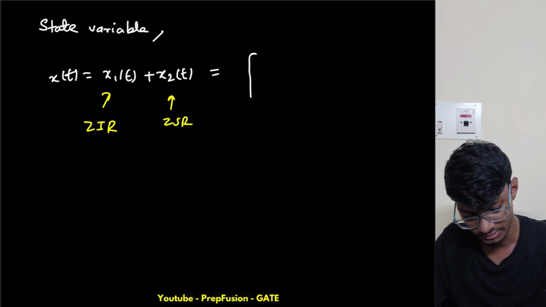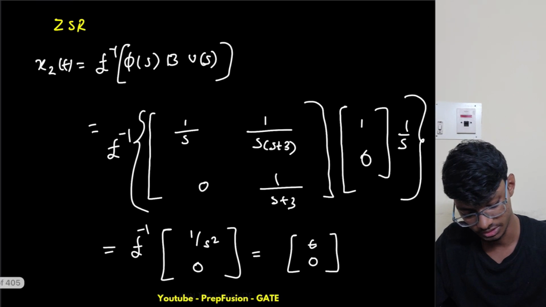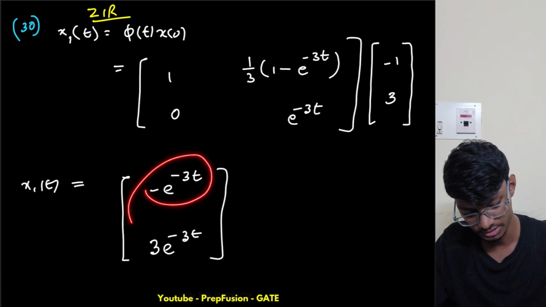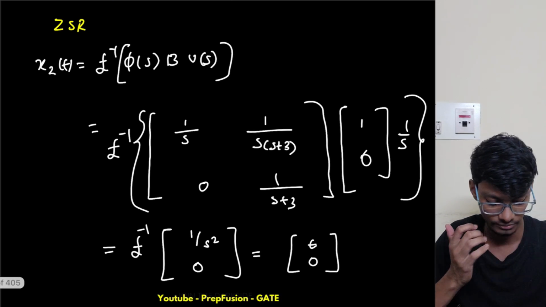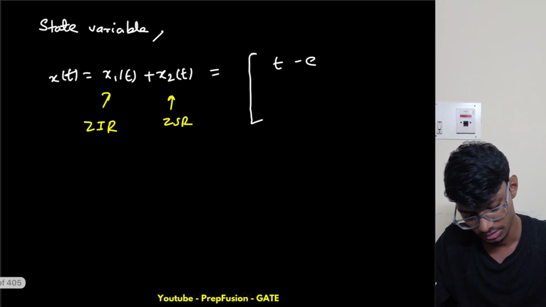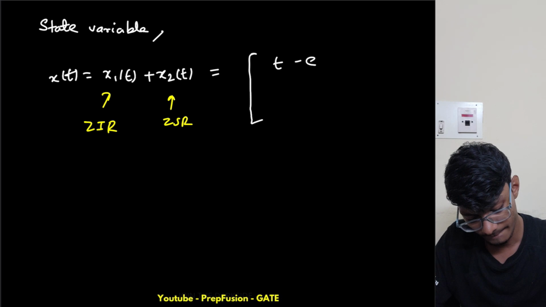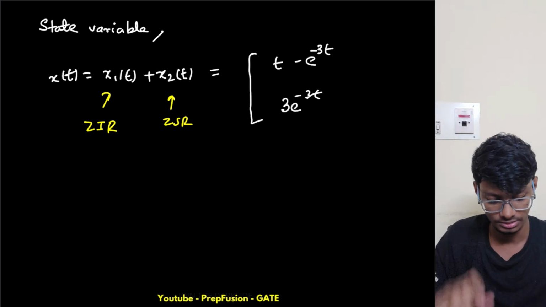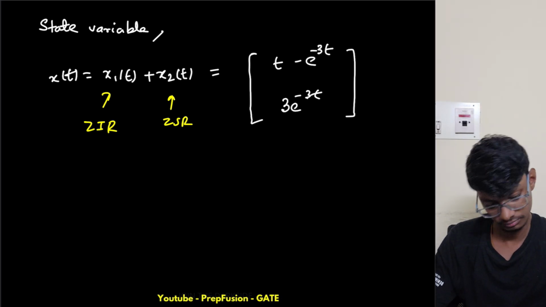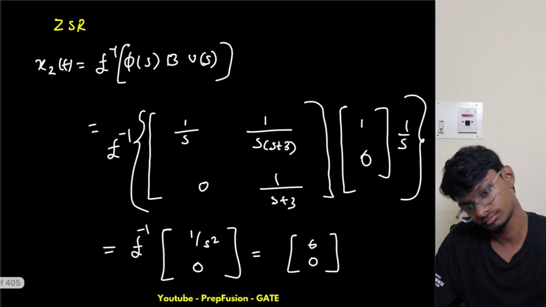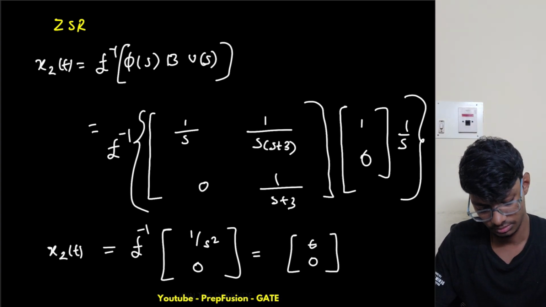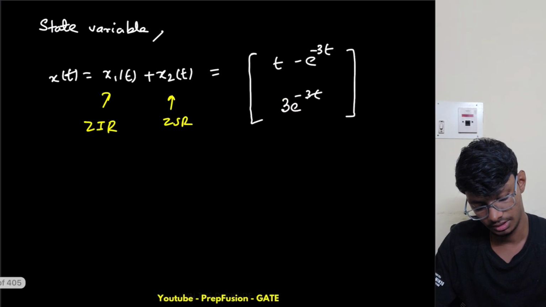Now if I write this in matrix format, I have t here positive, and minus e raised to power minus 3t, minus e raised to power minus 3t, and in the denominator I have 3 e raised to power minus 3t, and here I have 0, right? So I get this solution. This is x2 of t. So this is my answer.